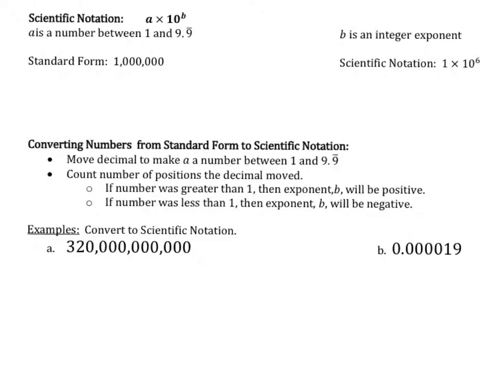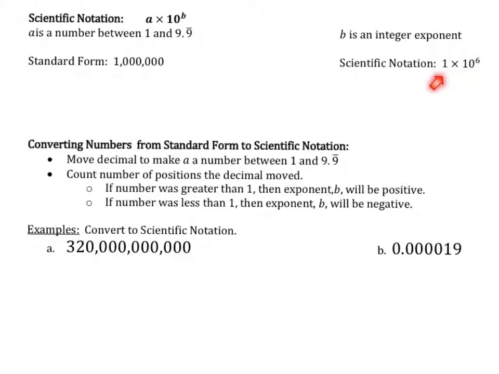Now I'd like to talk about scientific notation. All right, scientific notation basically gives us a way to write really big numbers in a way that we don't have to use all of its digits. For instance, I have 1 million written here in standard form, right? That's the way we normally write 1 million. Well, if I want to write this in scientific notation, this is what it looks like.